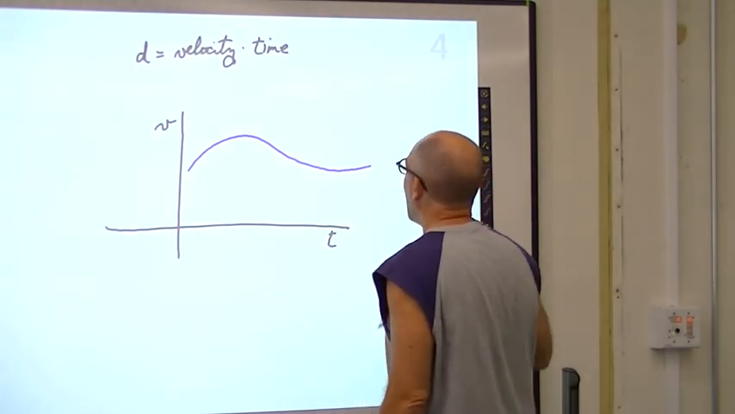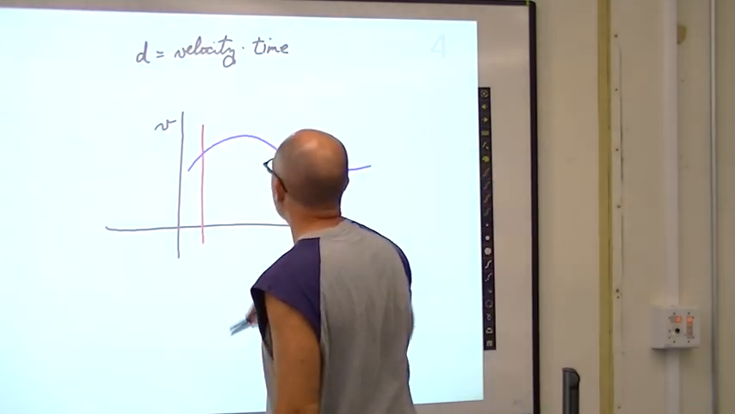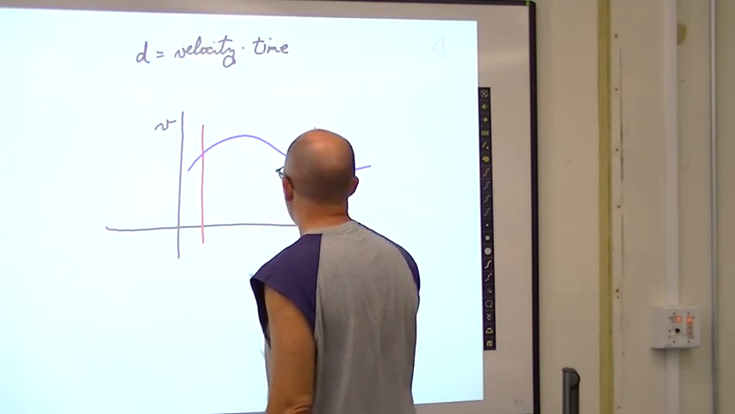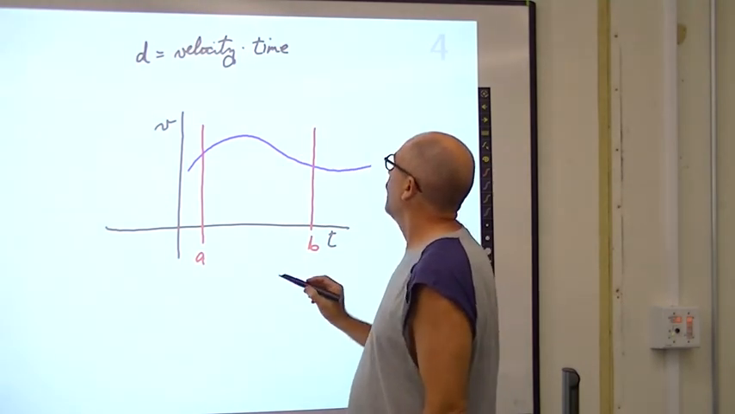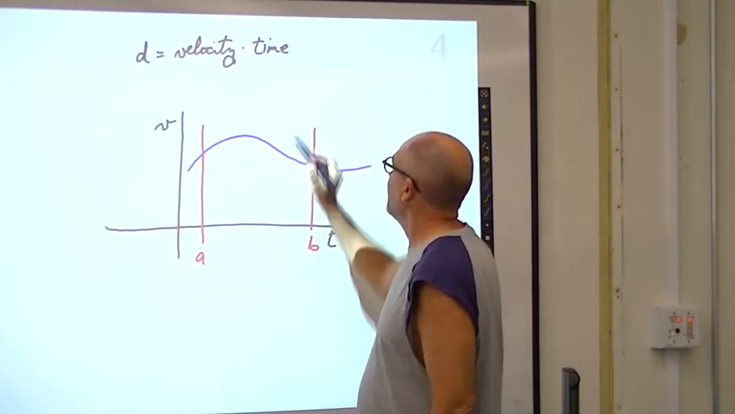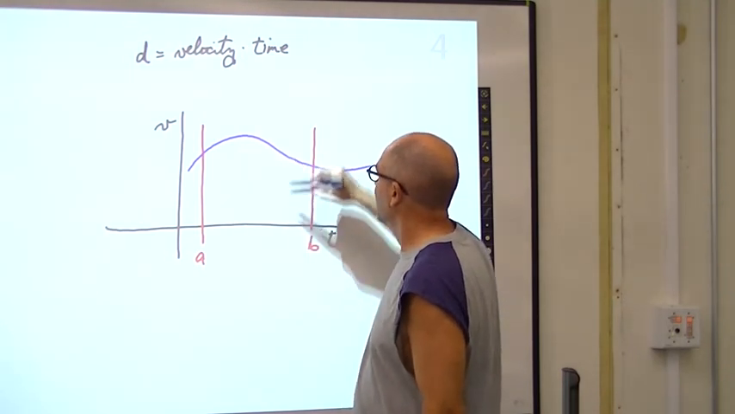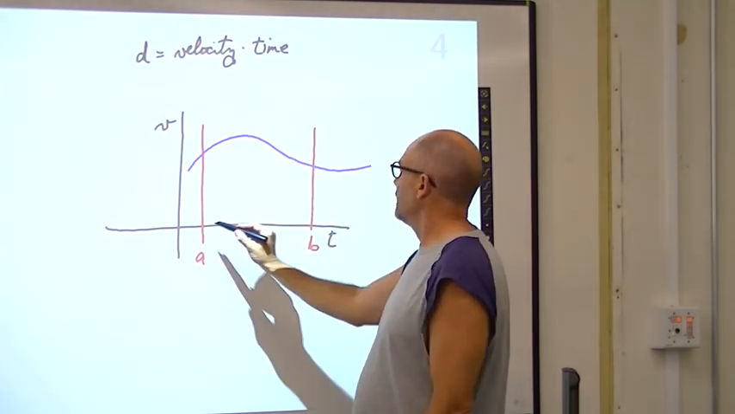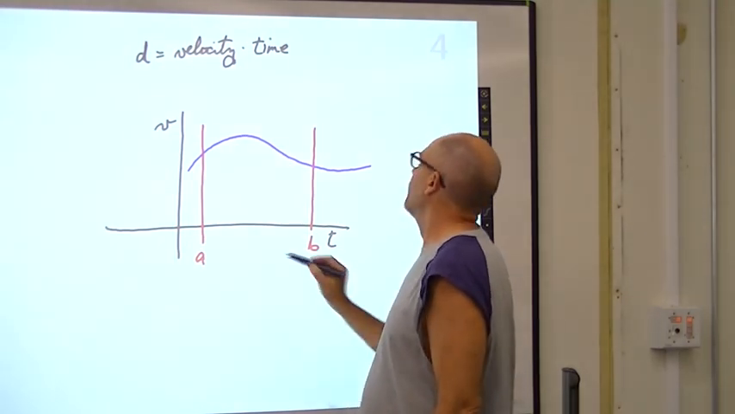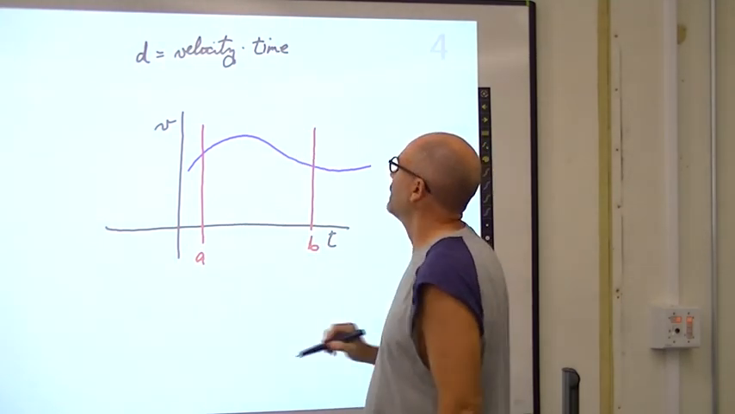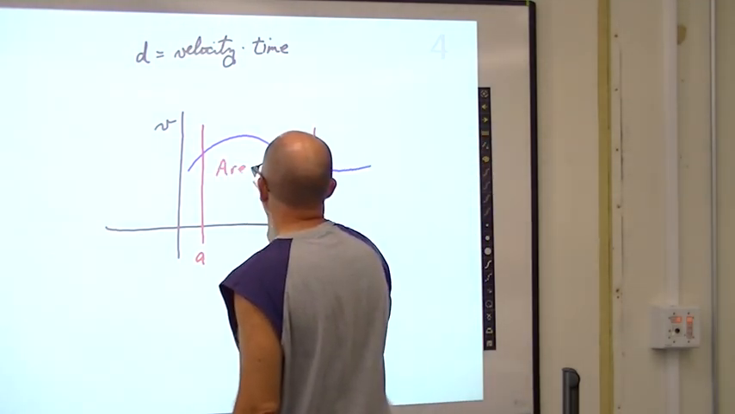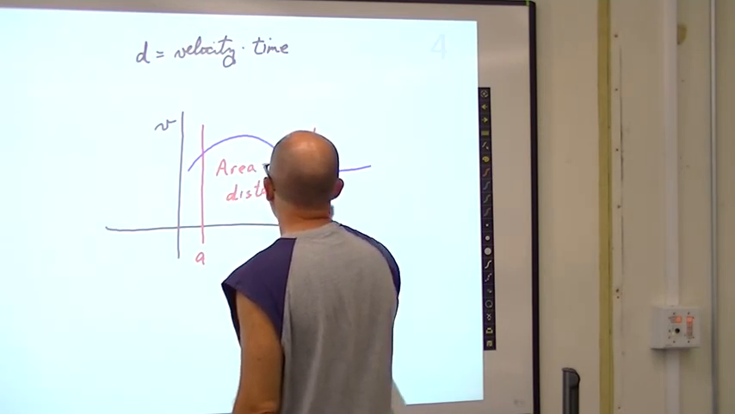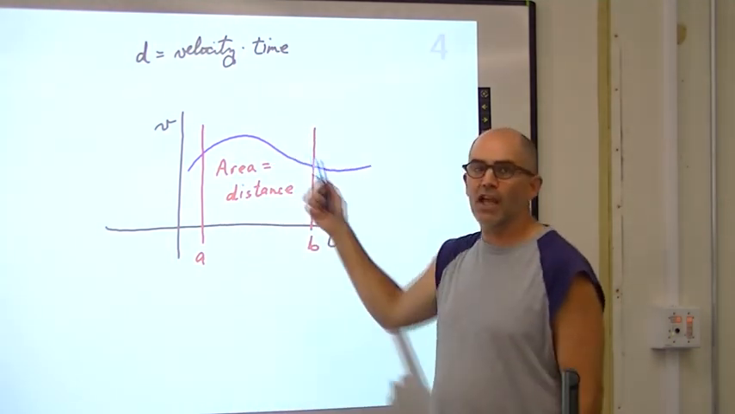Now, what if I said, I want to know how far this thing has gone from point A to point B? How far it's gone? Well, that means I need velocity, which is the height, times time, which is the distance. So, velocity times time equals distance. So the distance is the area under the velocity curve.